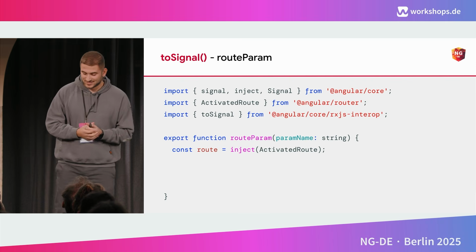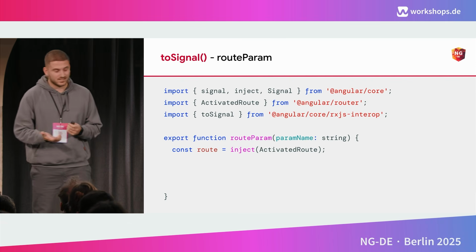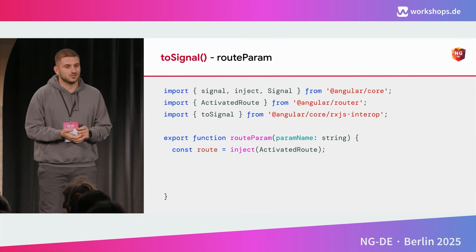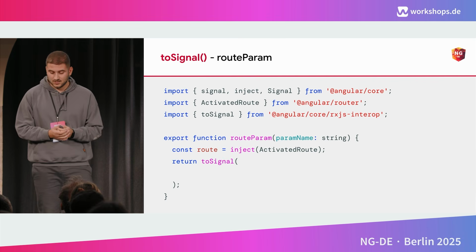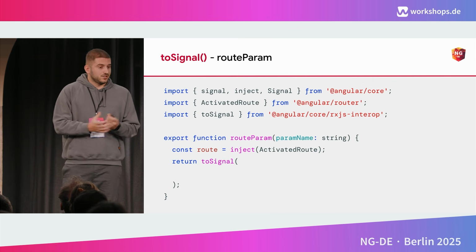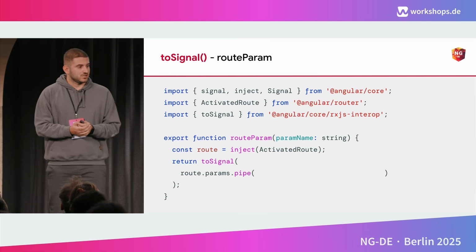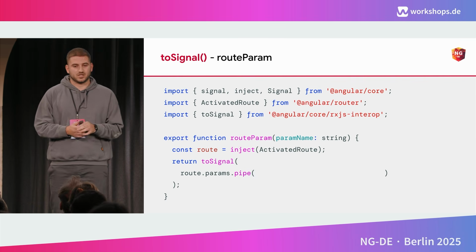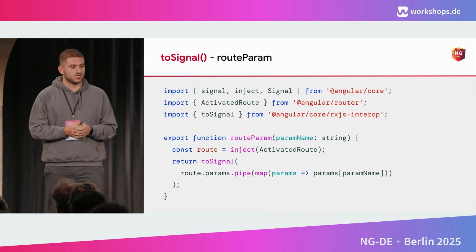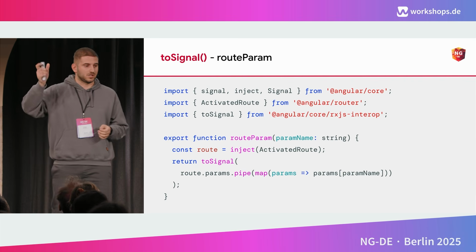So we have a route param. We can say const route = inject(ActivatedRoute). That's where we get our query params mostly, inside our components or services. We say toSignal, and inside of it, we say route.params, and inside the pipe, we do some transformation. In our case, we just get the params object and give it the param name, the param key.